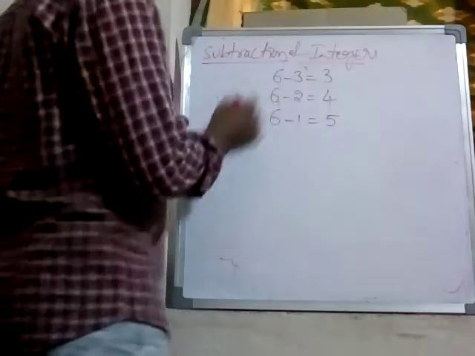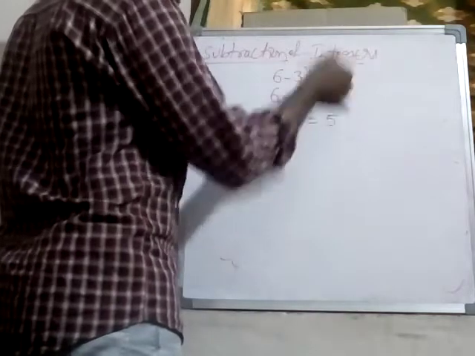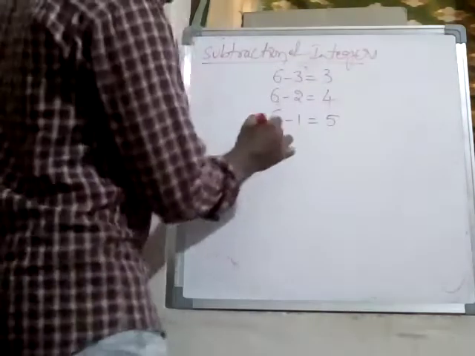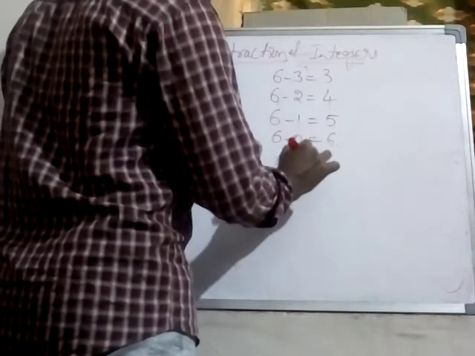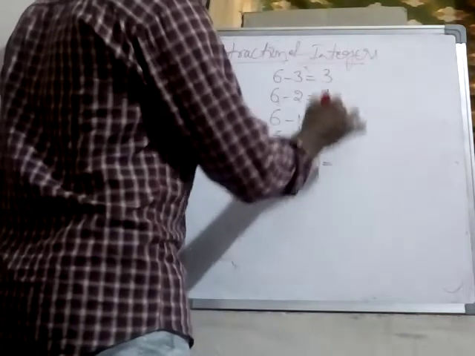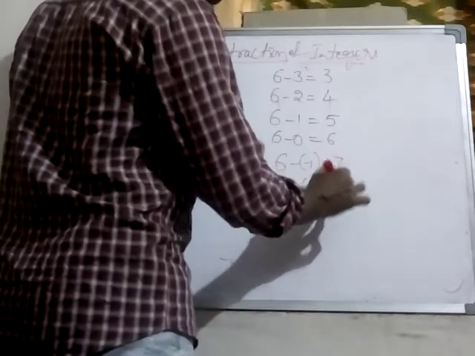6 minus 1, how much? 5. Yes, see this. This value is decreased by 1, but the result is increased by 1. 6 minus 0, 6. 6 minus negative 1, what is the result? 7. 6 minus of minus 2, what is the result? 8.